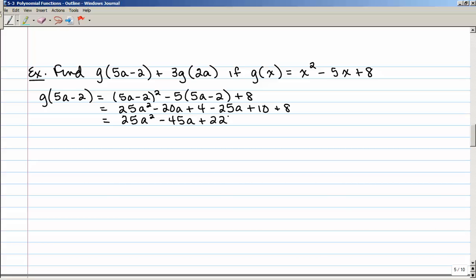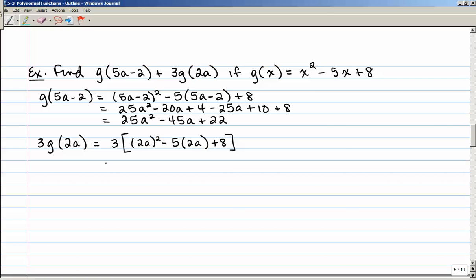Okay, so that's just the first part of this here. That's just g of 5a minus 2. Now I need to find 3 times g of 2a. So 3 times g of 2a is the same as saying 3 times the quantity. Now I'm going to plug 2a in for x: 2a squared minus 5 times 2a plus 8.